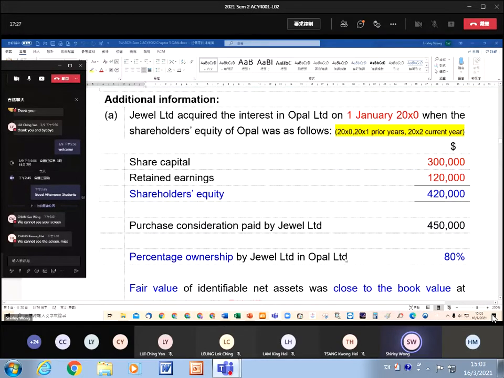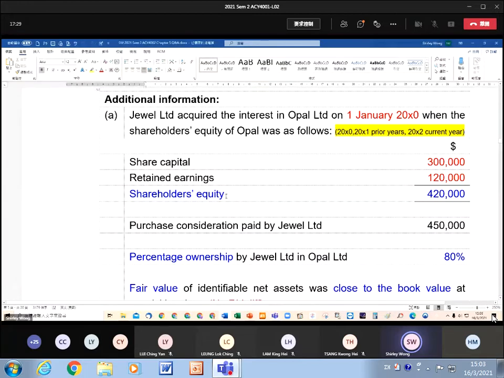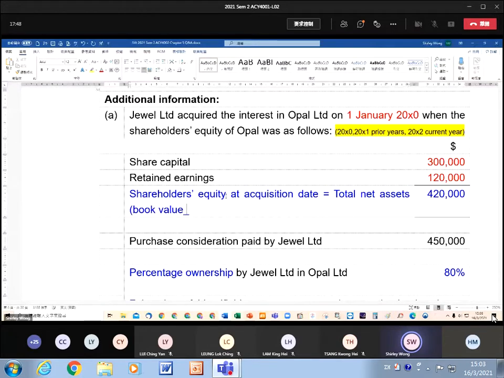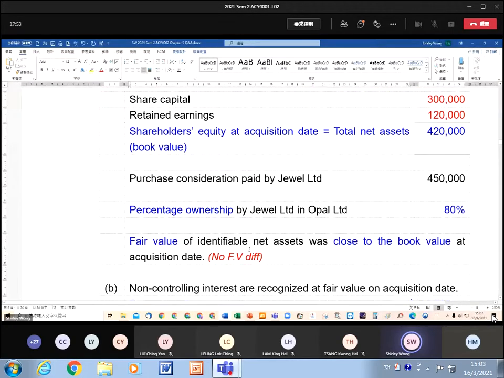Purchase consideration and also the percentage of ownership. Here, remember, you can write down that the shareholders' equity at acquisition day is actually equal to total net asset. It is also equal to the book value, that is all the book value of the companies, right? So it should be the book value. And then it tells you that the fair value is close to the book value. That means even though they do not give you further information, you know that book value is similar to the fair value. So there is no fair value difference.